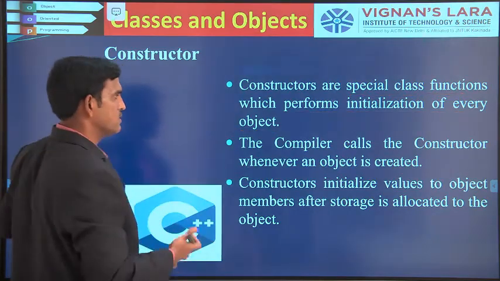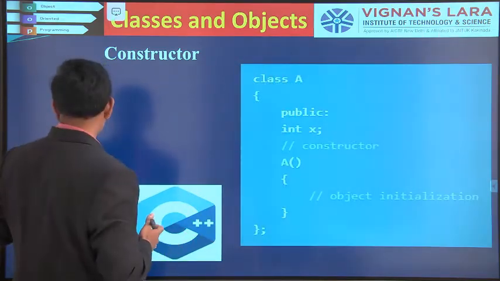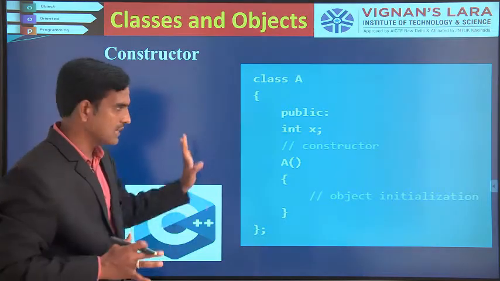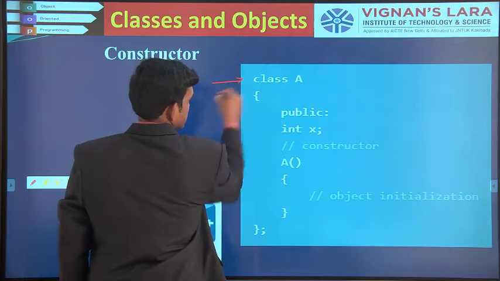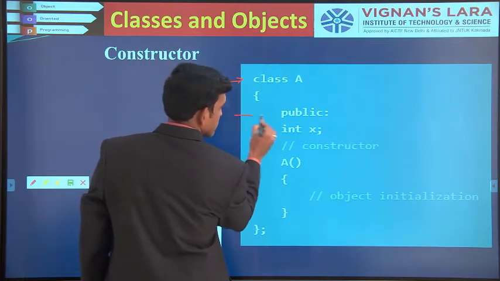We'll see examples. The first example is about what a constructor is. So this is a class. Inside the class you have public.